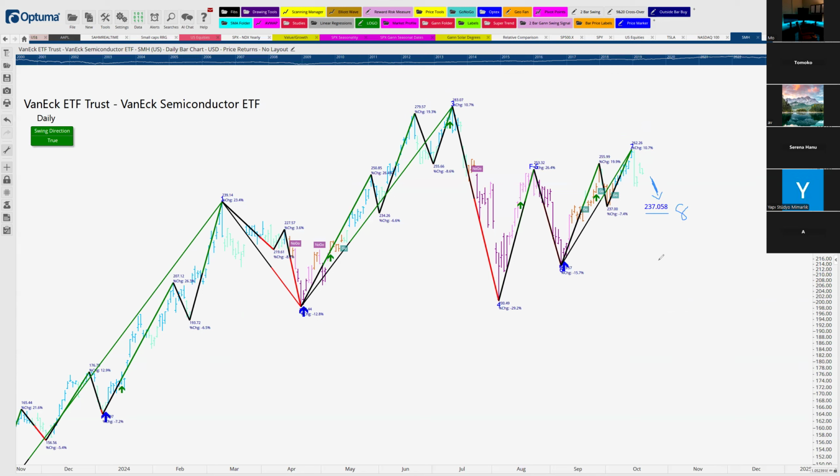But this 8 swing now has to stay above this low. Take out any one of these lows, and the semis are done for some time. You don't want to take out these lows. But then we just have to wait for one of these mean reversion signals.